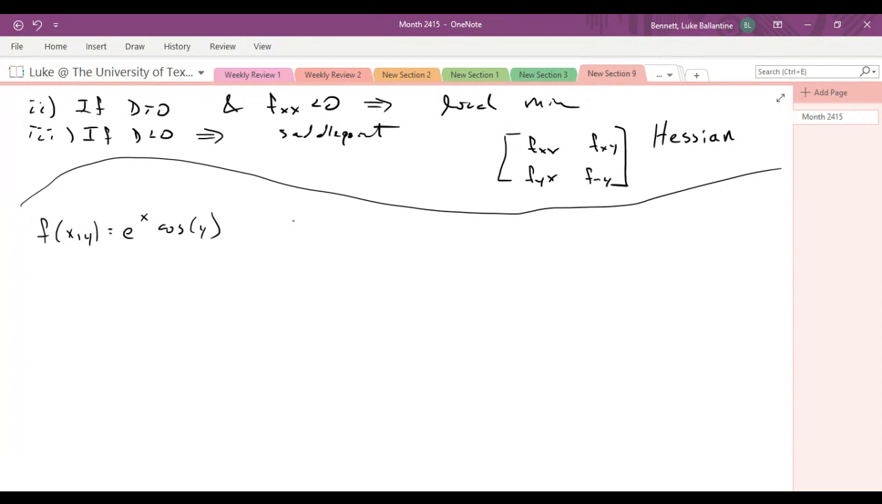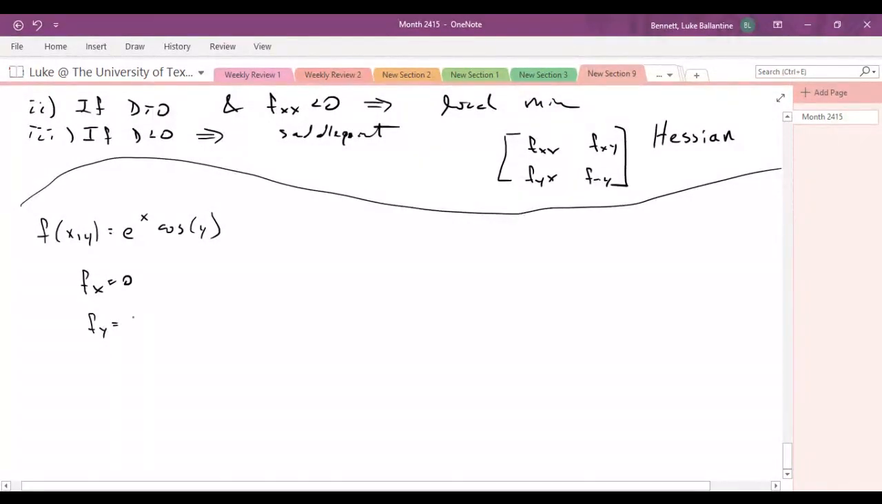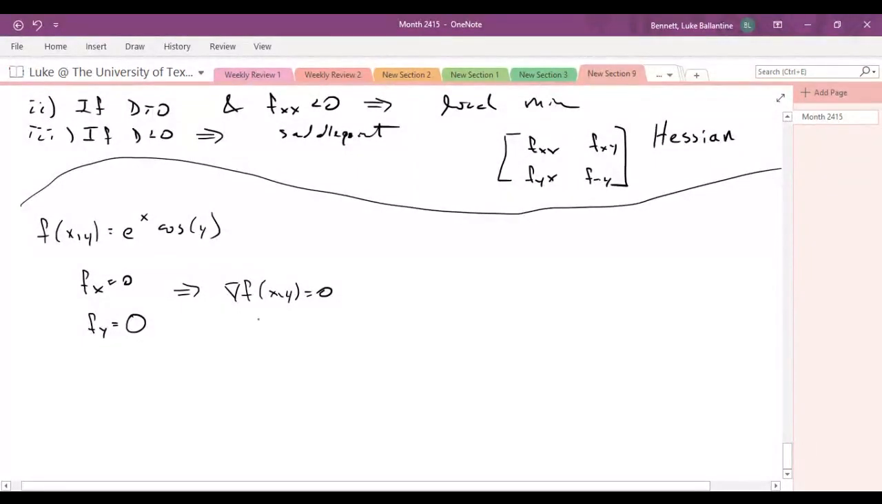Having the partial derivatives equaling 0 will tell us our critical points. Now, that's the same thing really as saying, if the partial of f with respect to x equals 0 at a point, and the partial of f with respect to y equals 0 at a certain point, this is the same thing as saying the gradient of f at (x, y) equals 0. So this is a critical point.